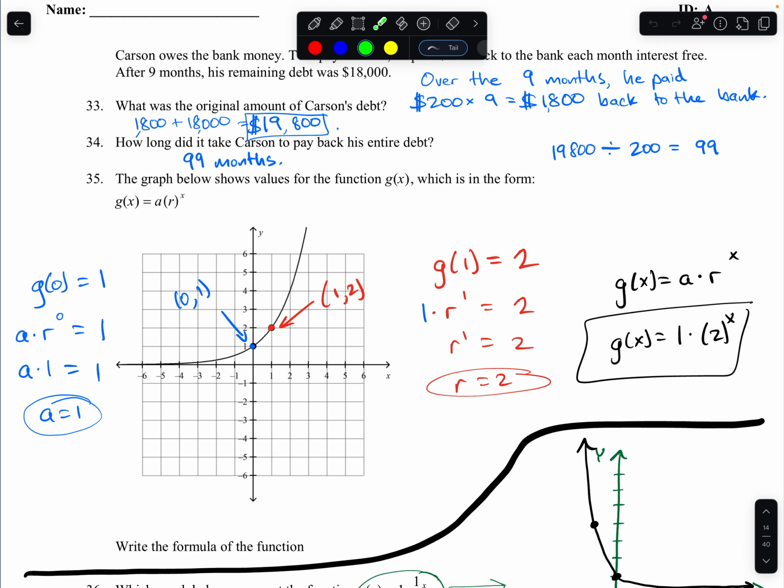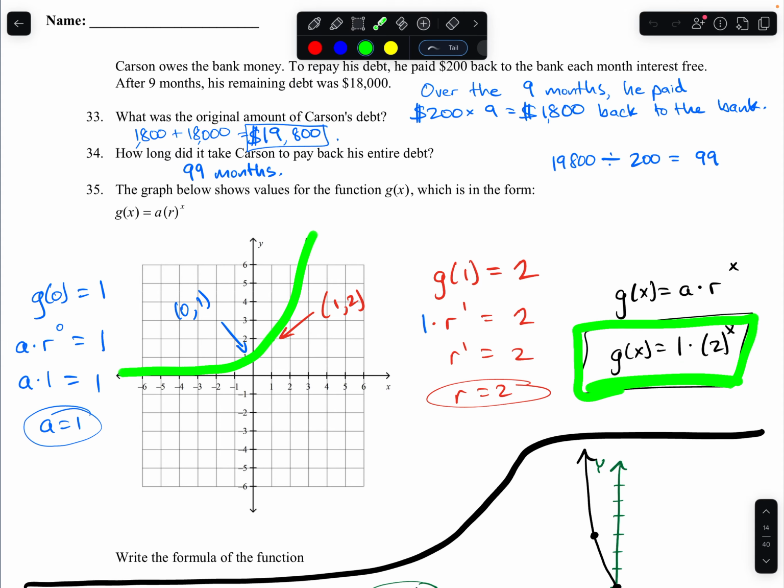And 1 times r to the first power is just r to the first power, which is just r. And 2 is 2 the whole time. This means r is 2. We found our value for a. We found our value for r. Plug those in, and this should be our exponential function for this graph.